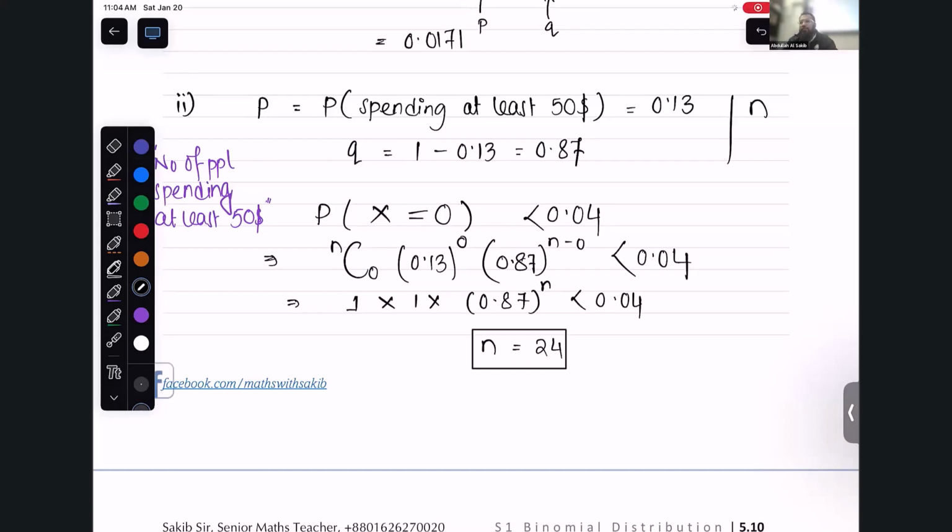Yes, Baba. Bolo. Acha, the last thing: n is the number of trials. It can't be a fraction. It has to be an integer. Clear?